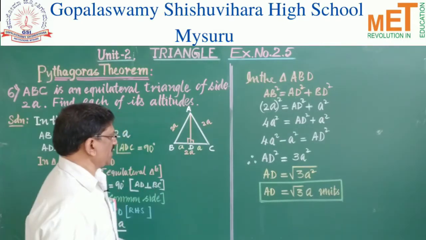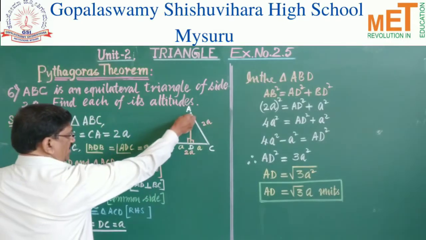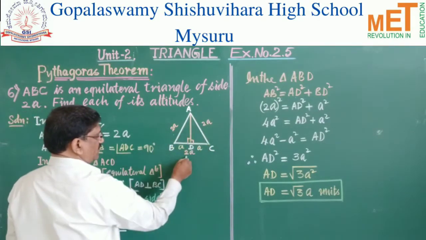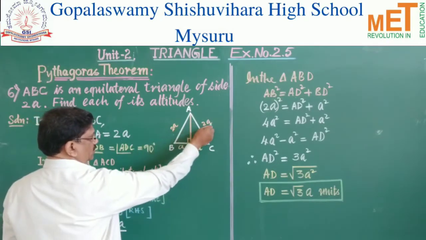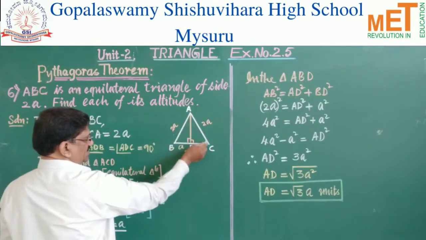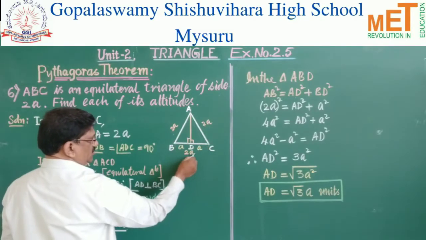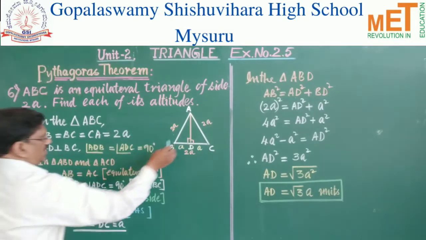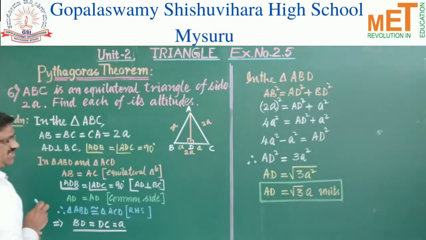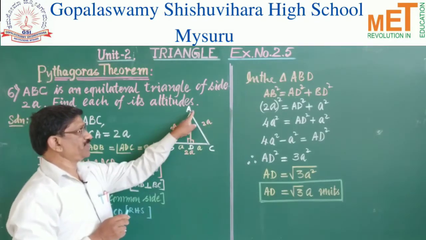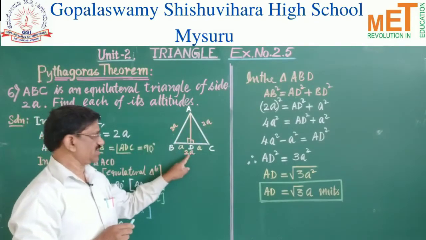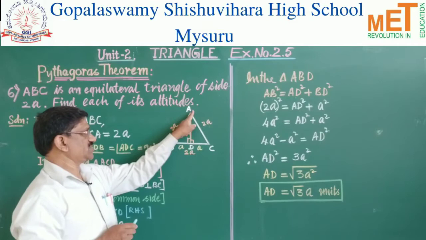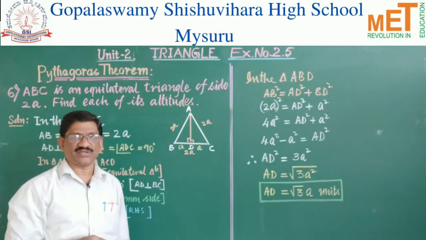Clear, children? Here, ABC is an equilateral triangle. So each side is of length 2A units. AB is equal to 2A units, AC is equal to 2A units, and BC is also 2A units. You see, children, here AD is an altitude, means a perpendicular drawn from the vertex to its opposite side. We call it an altitude.